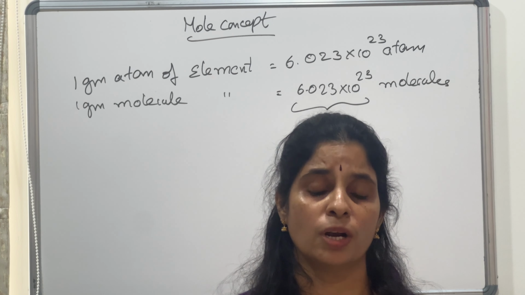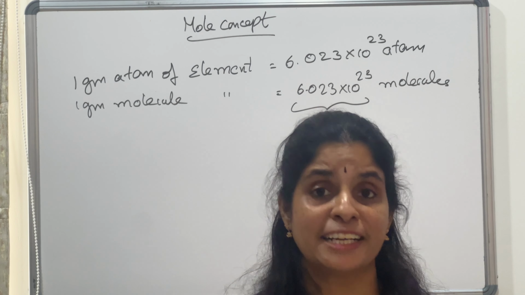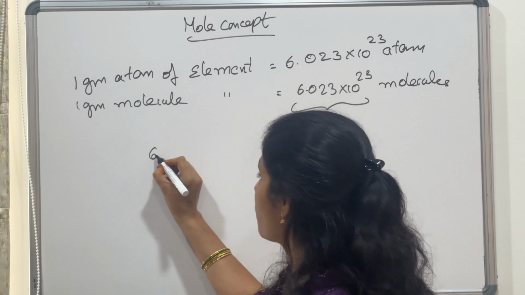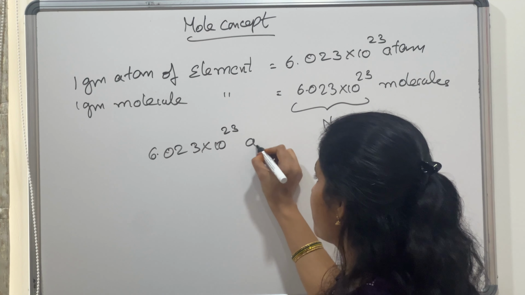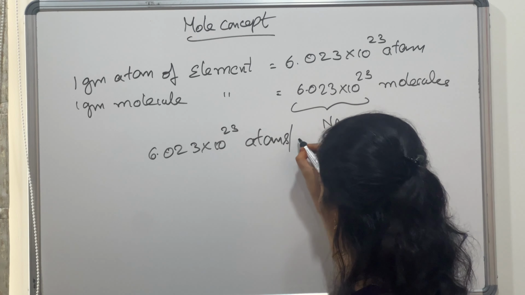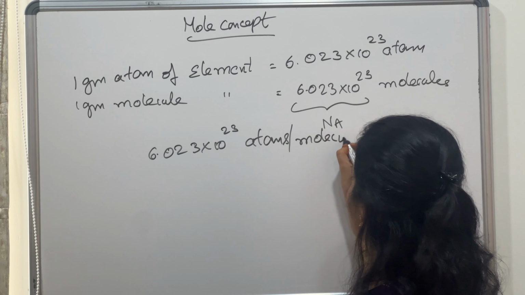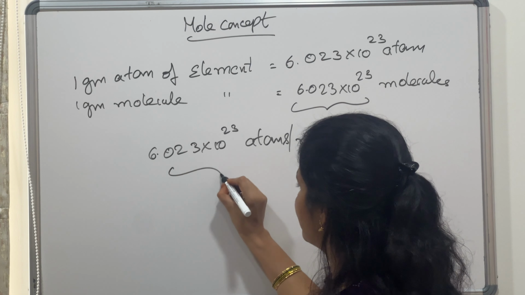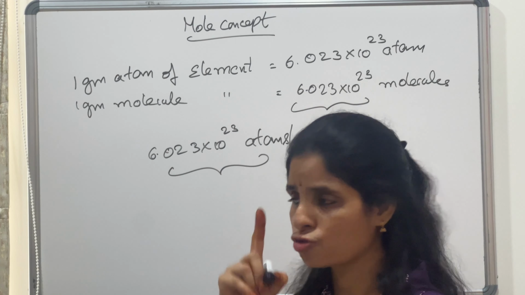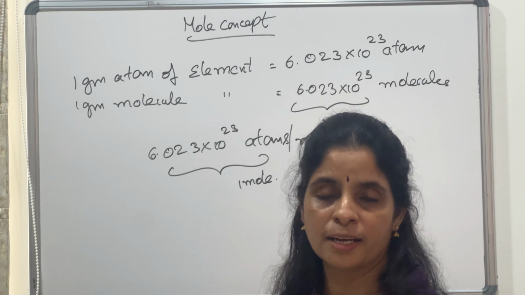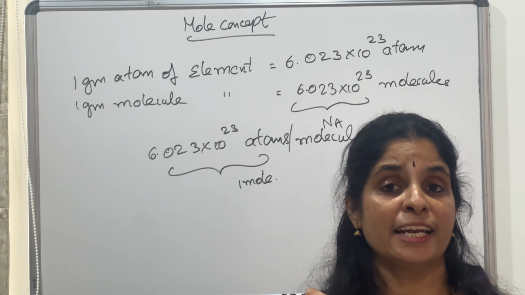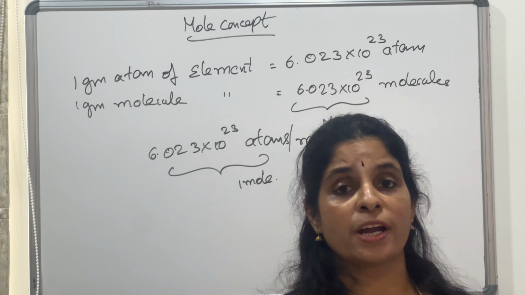Now, what is a mole? Any compound containing 6.023 into 10 power 23 atoms or molecules is referred to as 1 mole. Got it? Any compound containing 6.023 into 10 power 23 atoms or molecules is described as 1 mole.